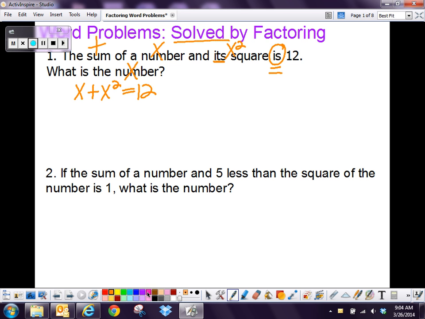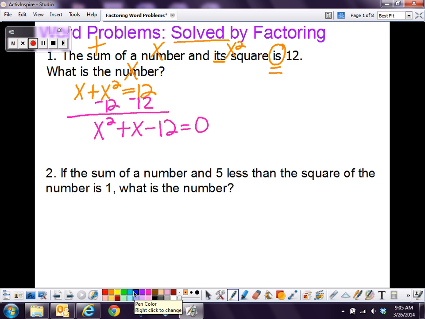Now we talked about in quadratic formula that before we factor, we need to get it in standard form, which means we need to move the 12. So I'm going to subtract 12. And when I rewrite it, I'm going to rewrite it with my x squared term first. So I'm going to have x squared plus x minus 12 equals 0. Okay, and now it is set up for me to factor.